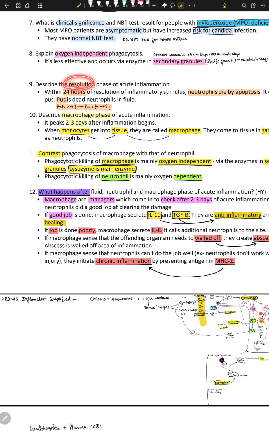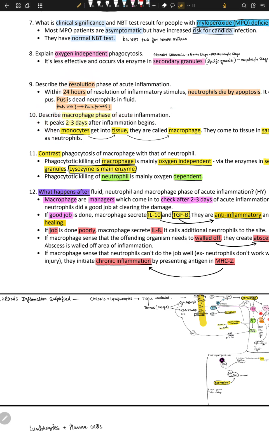And this resolution phase means that within 24 hours, the neutrophils die and the pus is formed. And if the pus is not formed, the resolution is not working. This is the reason why pus is formed, because pus is a result of resolution.